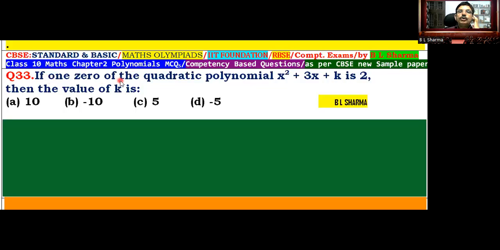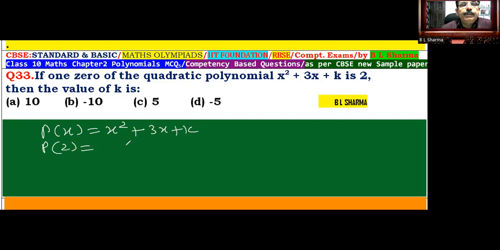If one zero of the quadratic polynomial x square plus 3x plus k is 2, then what will be the value of k? We know that since one zero is 2, this is the polynomial p(x), that is x square plus 3x plus k, and one zero of it is 2.